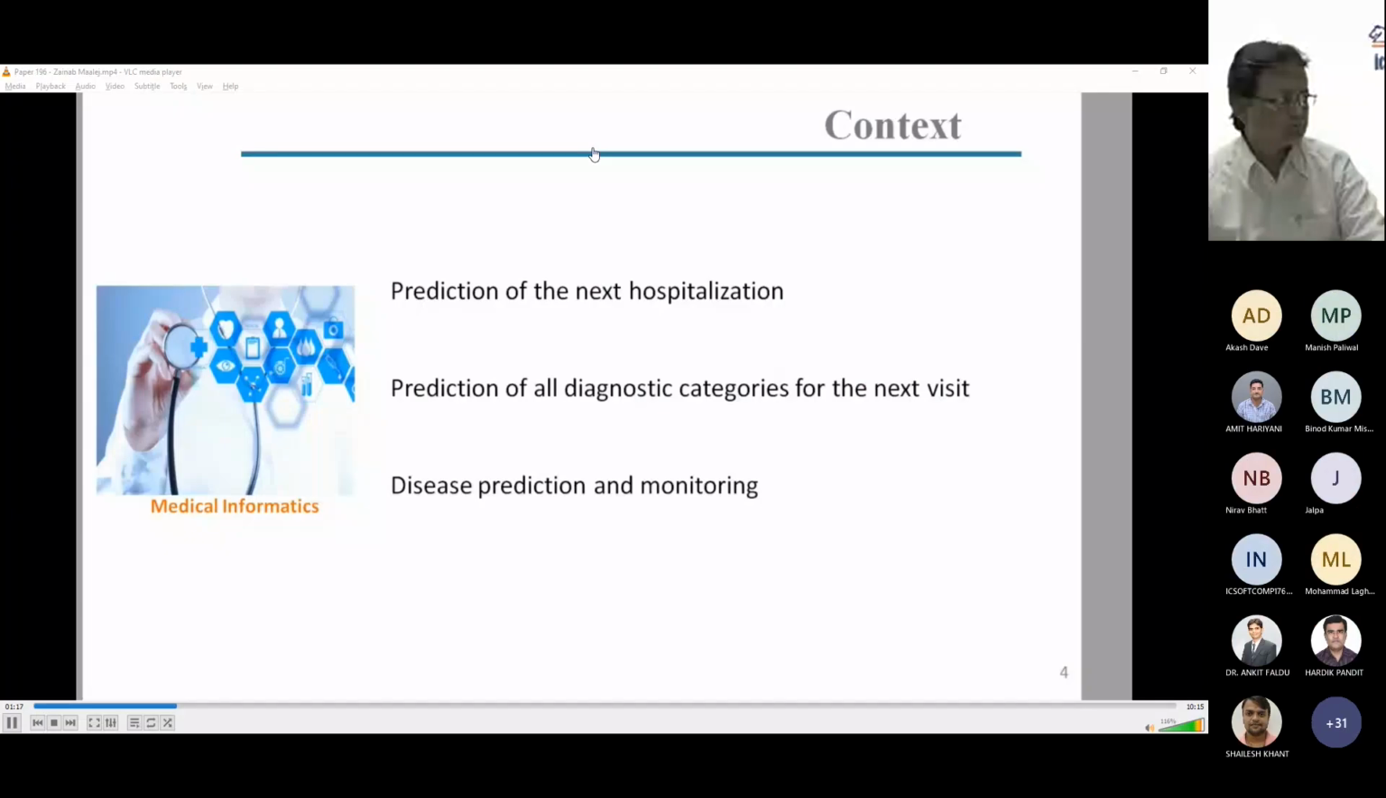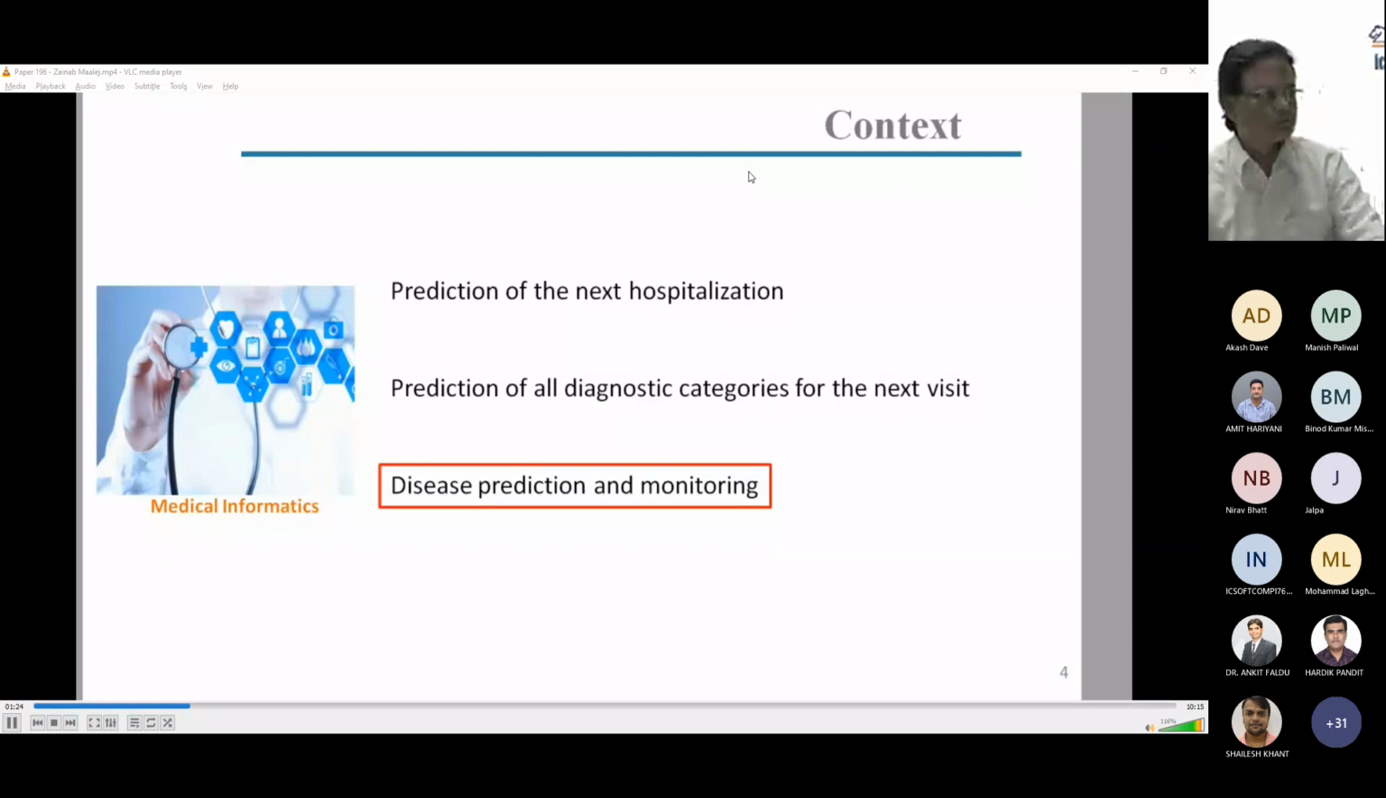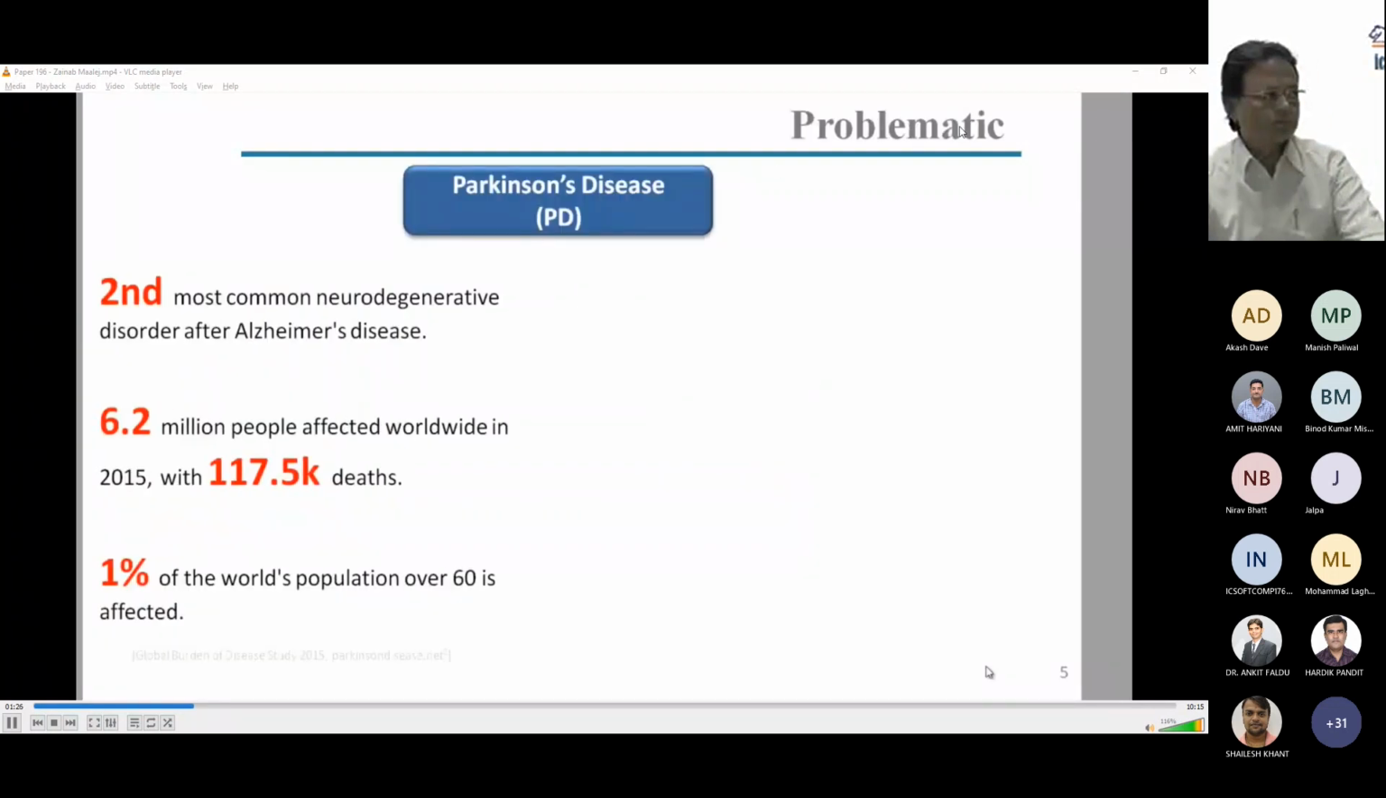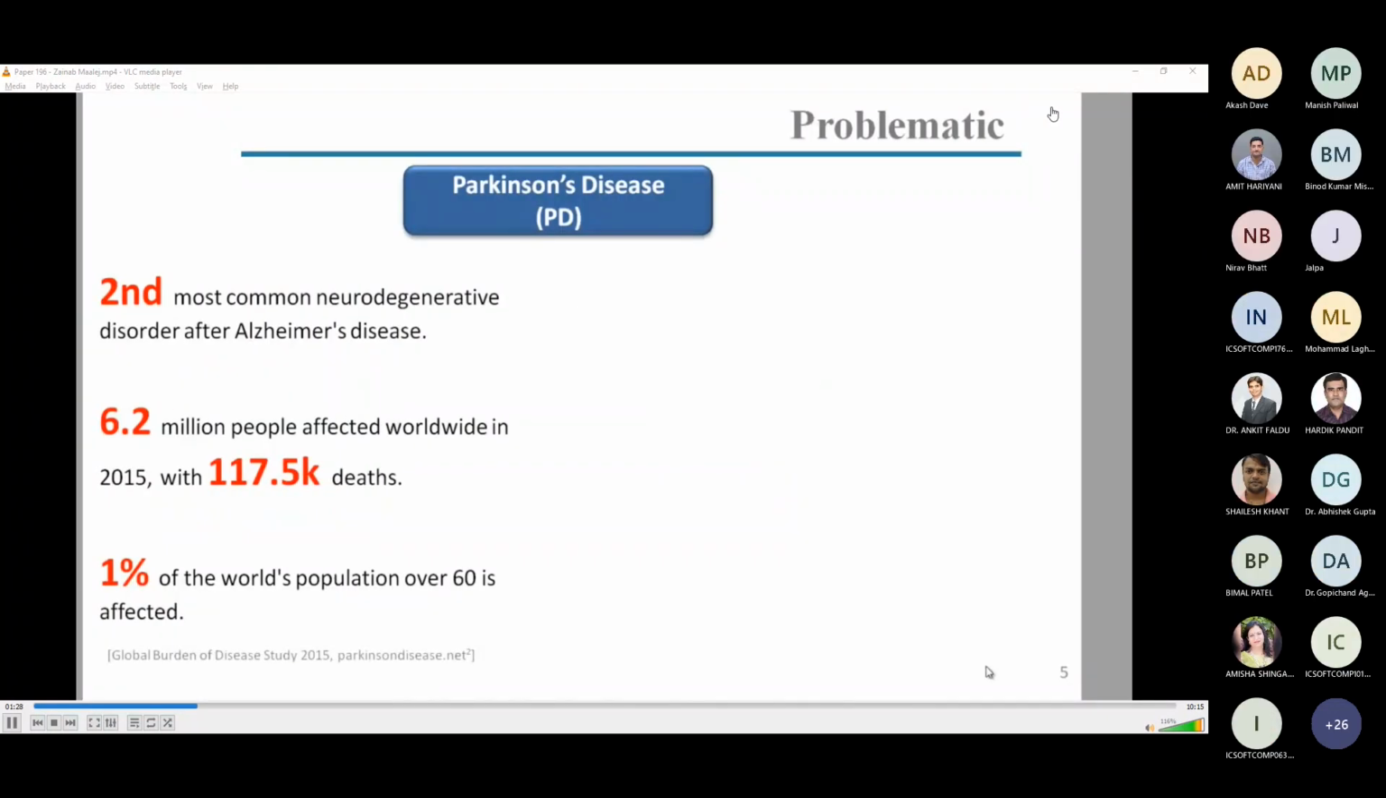visit, and disease prediction and monitoring. It is within this context that our subject fits, more precisely in the Parkinson's disease. According to Global Burden of Disease, Parkinson's disease is considered as the second most common neurodegenerative disorder after Alzheimer's disease.